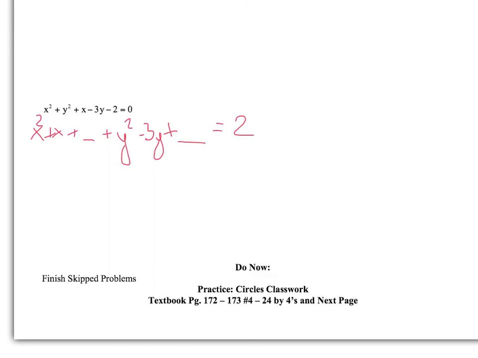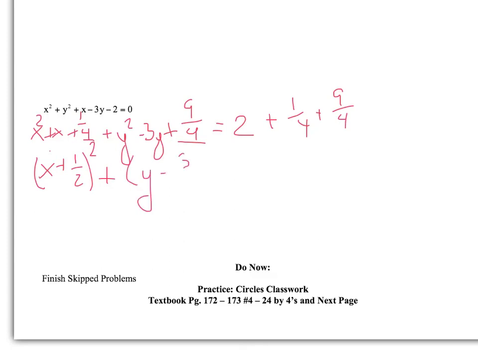Take half of 1 for the x's, which is 1/2. Square it is 1/4. Add that to both sides. For the y's, half of negative 3 is negative 3/2. Squared is 9/4. Add that to both sides. Remember that the x's will factor to half the b, so half of 1 was 1/2, so this is x plus 1/2 squared. The y's factor to half the b, which was 3/2, and it was negative, so y minus 3/2 squared. 2 plus 1/4 plus 9/4 is 9/2.